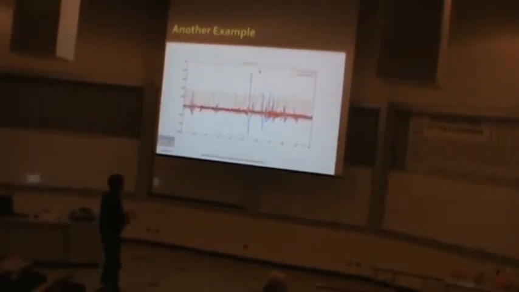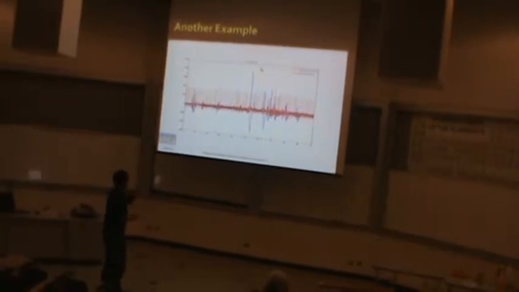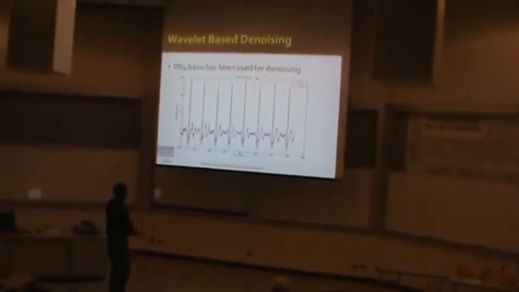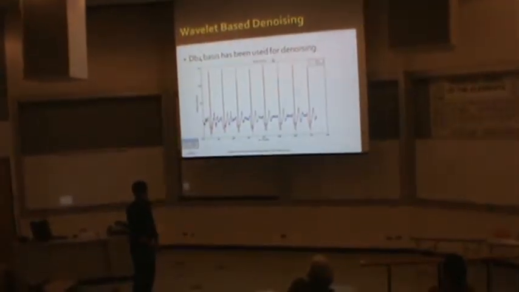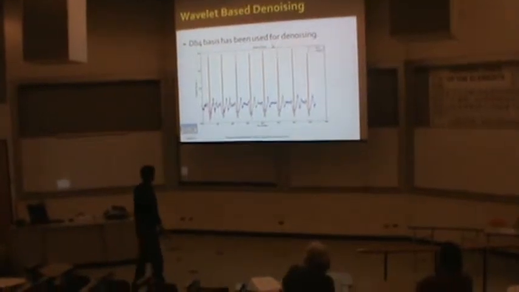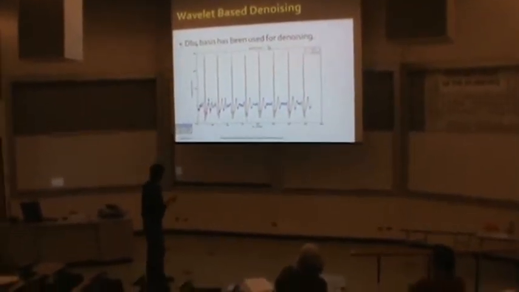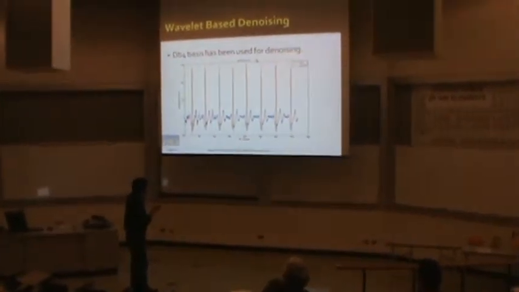For example, this is a long term, this is a 50-second ECG. This is my ECG, by the way. Now the high frequency noise is removed using a technique called wavelet filtering. I've used the DB4 basis for denoising. If you can see the high frequency noise here, it's all gone. It's a very, very smooth signal.